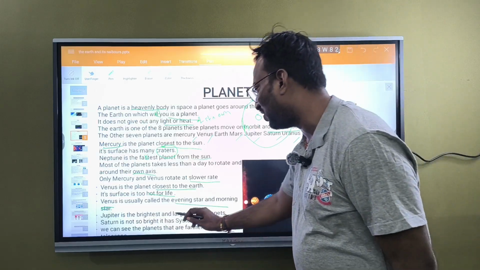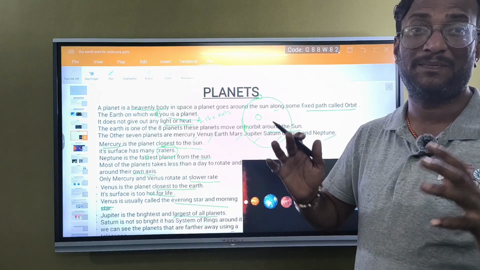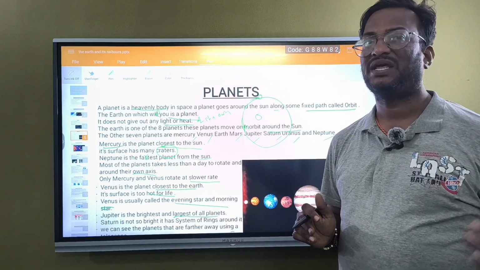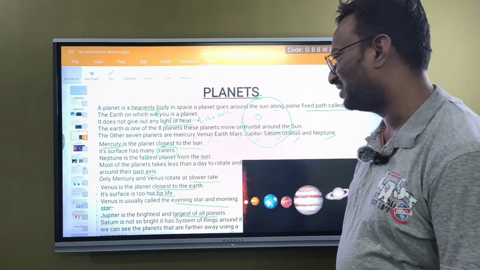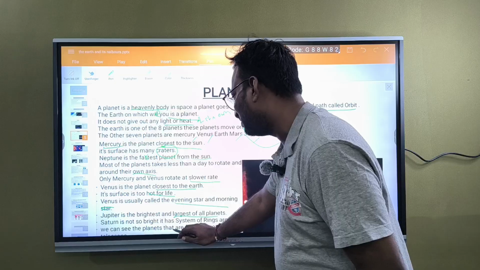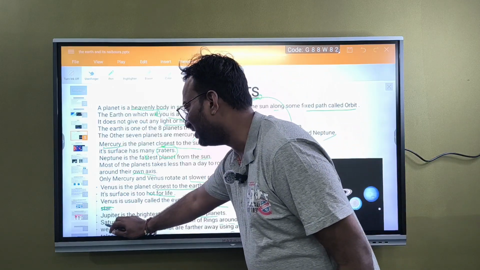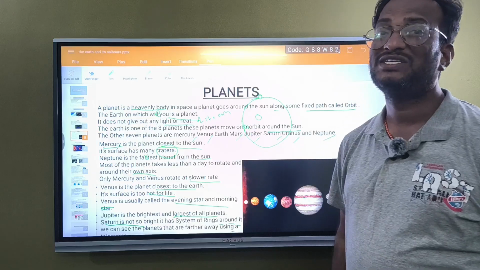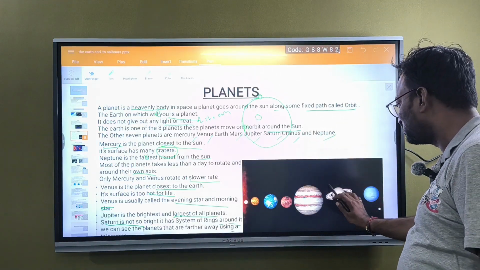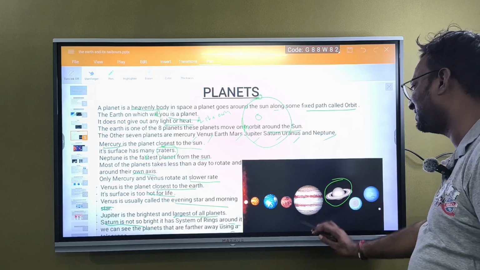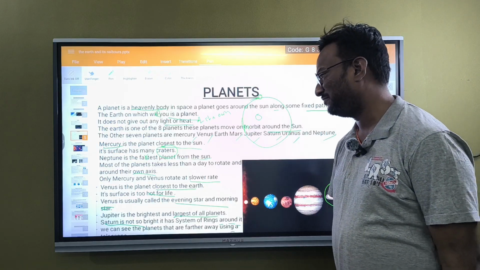Jupiter is the brightest and largest of all planets. When compared to all planets, which is the brightest planet? Jupiter. And which is the largest planet? Jupiter. Remember that. Saturn is not so bright. It has a system of rings around it. Saturn is also one of the planets and it is not so bright, but it is having some ring-like structure. So see this picture. This is Saturn. It will have some ring-like structure, which will be very beautiful to see.